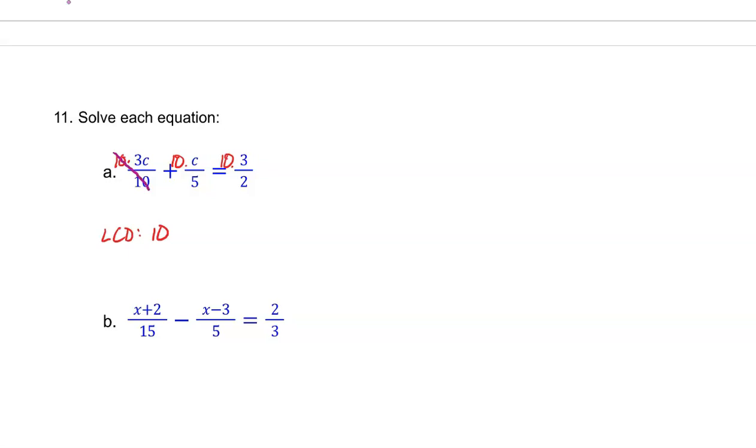10 over 10 cancels out to just a 1, and so we have 1 times 3c, which is 3c. Now in the next term, 10 over 5 cancels out to a 2. And in front of the 2, there's this plus sign. So we have plus 2c. Now on the right side of the equals, the 10 over 2 cancels to a 5. And so this is 5 times 3, which is 15.